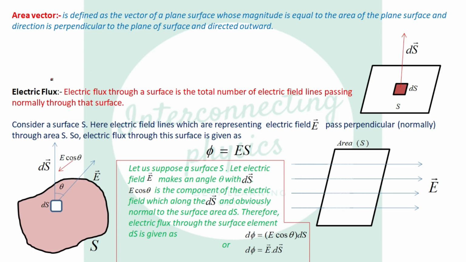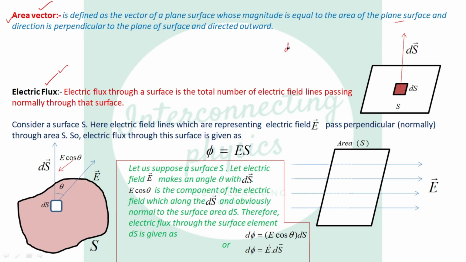So first of all, before starting electric flux, let us start with area vector, because in order to know about electric flux, it's very important that we have knowledge about area vector. So what is area vector? It is the vector of a plane surface whose magnitude is equal to the area of the plane surface.